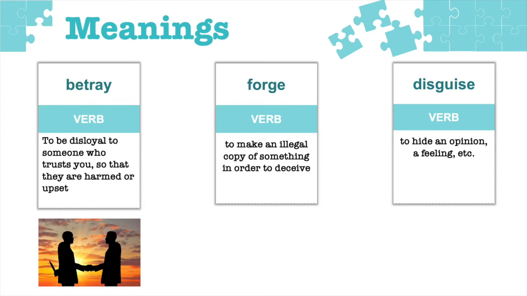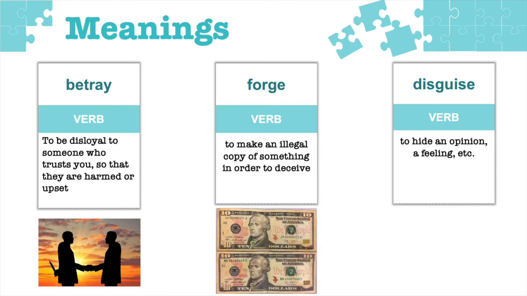Then we have the word forge. To forge is to make an illegal copy of something in order to deceive. This could be an illegal copy of a work of art, an illegal copy of someone's signature. This happens a lot at school. It could be an illegal copy of dollar bills, and this is what we have in the picture. We have two $10 bills. One is a fake, one is forged, and the other one is authentic, to use the vocabulary in the unit.